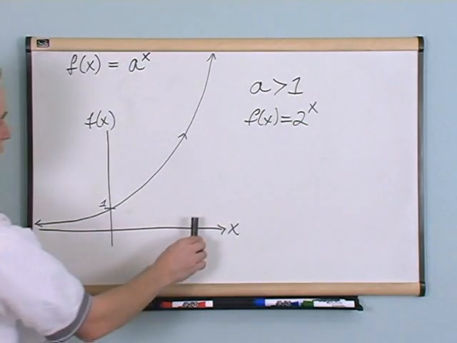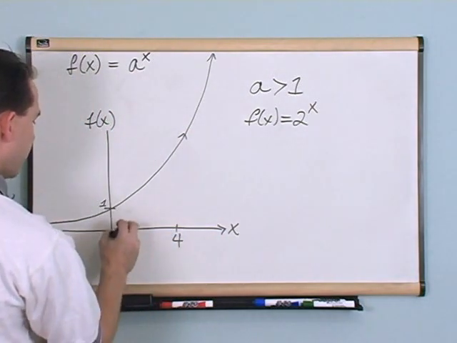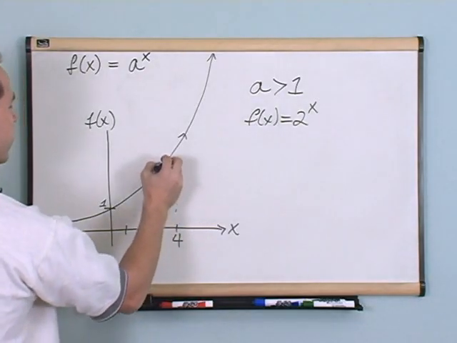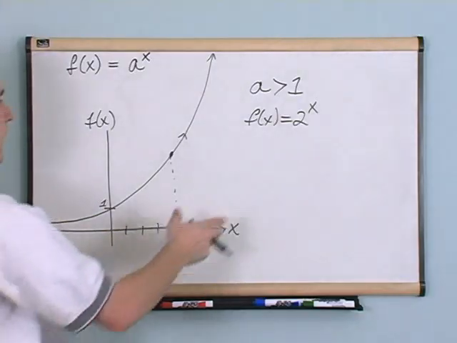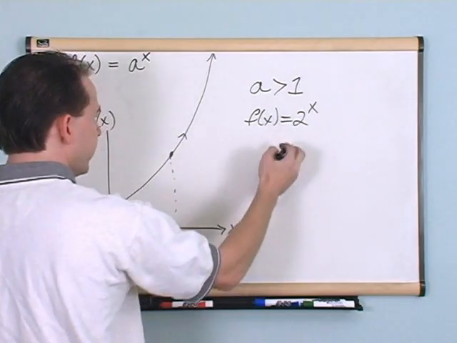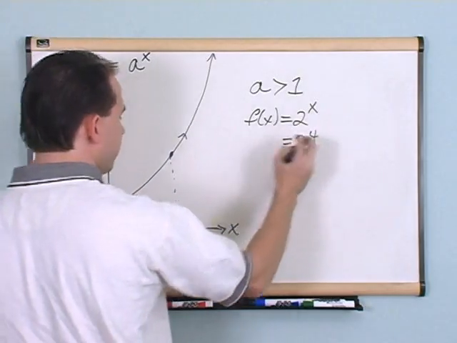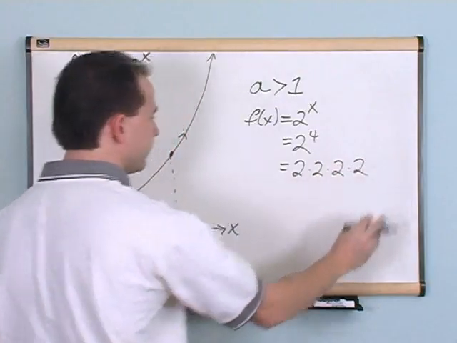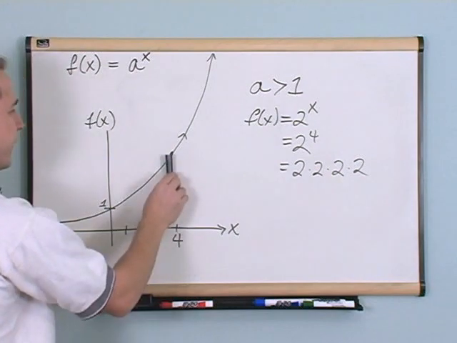So if you think about it over here, let's say x is equal to 4. We've got 1, 2, 3, and here's 4. There's some point on this exponential curve like that. What this means is that at this point, f of x is equal to 2 to the 4th power, because x is equal to 4, which is 2 times 2 times 2 times 2.